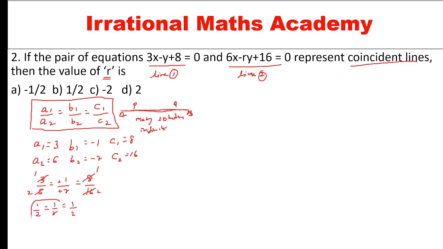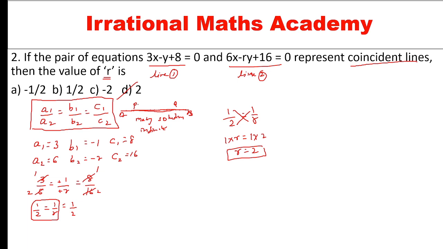So use this equation. Either you can use this one or you can use this one. So I'll use the first one. So what I got here? 1 by 2 equal to 1 by R. Cross multiply this one. So what I'll get here? 1 into R equal to 1 into 2, so R equals 2. So what is my value for R? R equal to positive 2. So option D is the right answer.